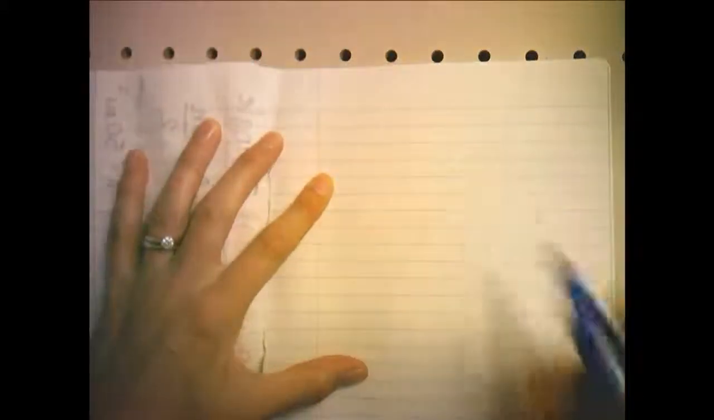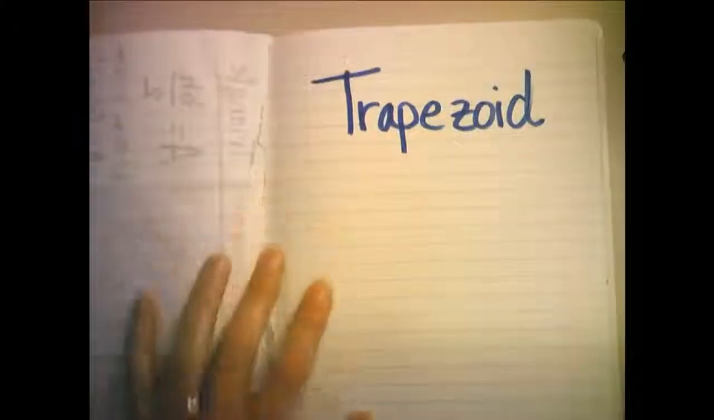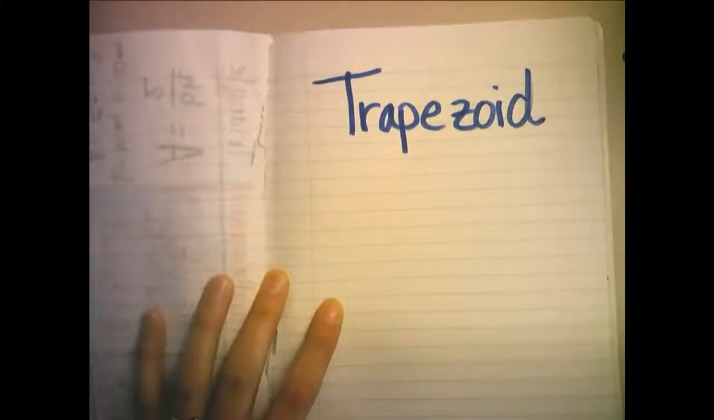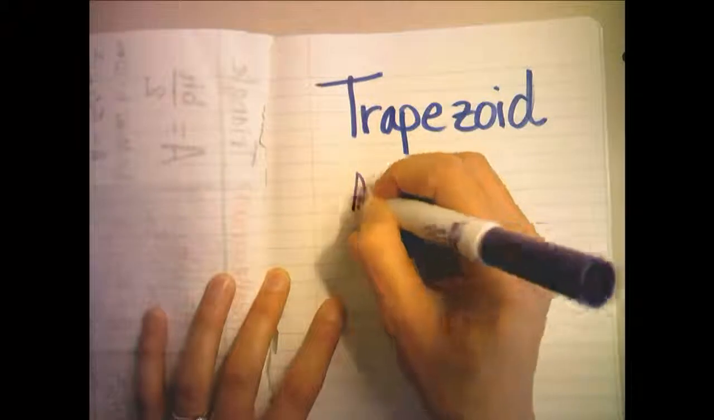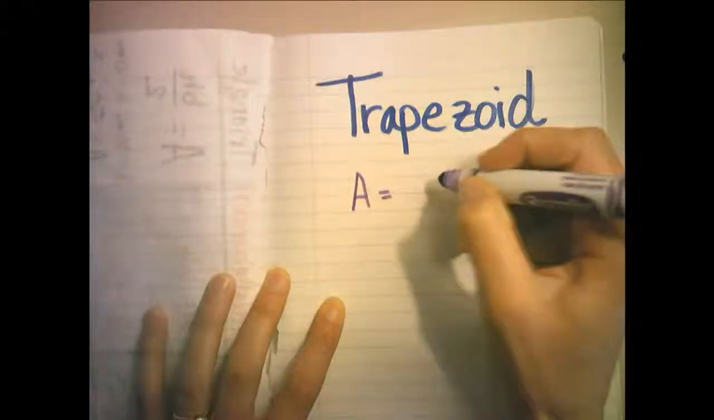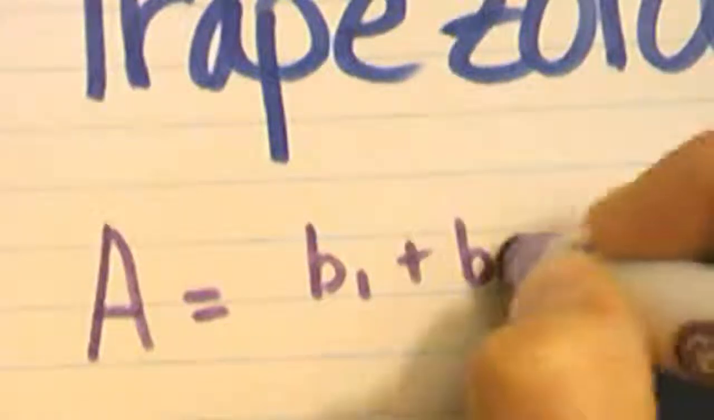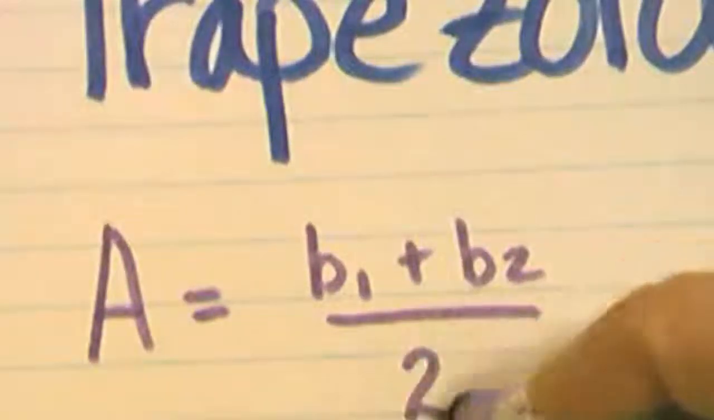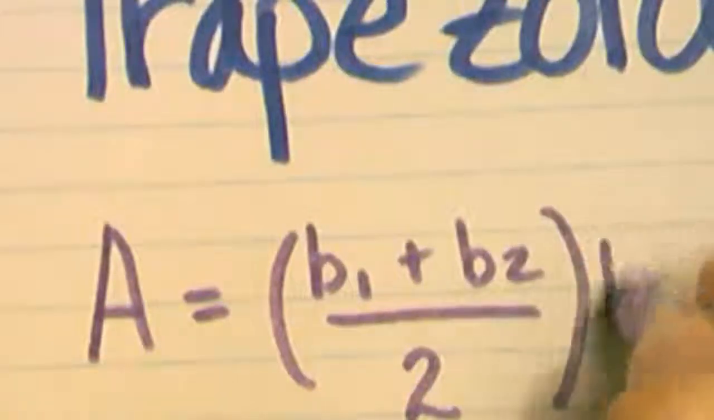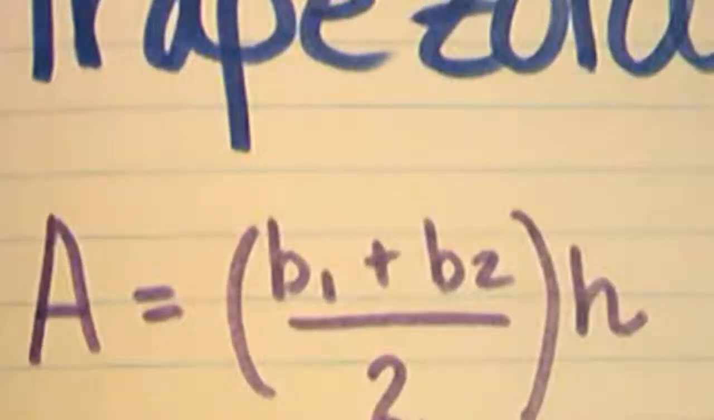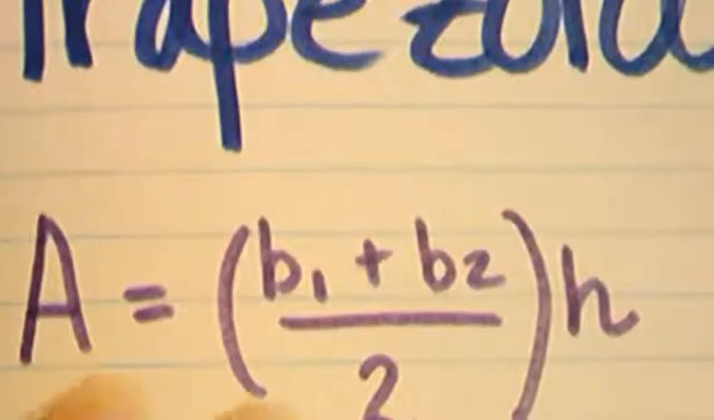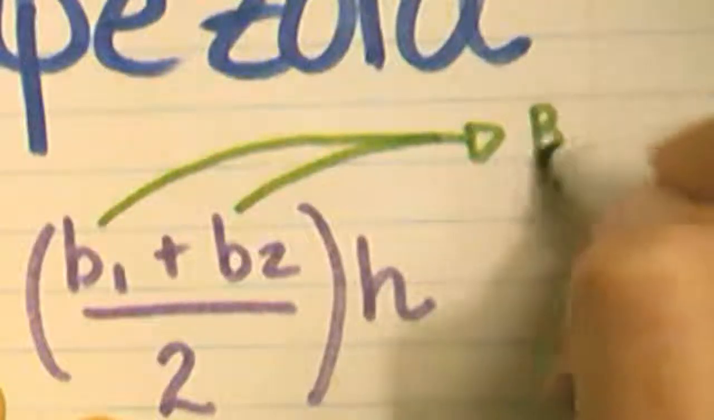And today we're going to talk about the formula for the area of a trapezoid. You guys have already seen this formula, that the area of a trapezoid equals B1 plus B2 divided by 2, multiplied by H. What do B1 and B2 stand for? Base 1 and base 2. Yeah, good job. Those are the bases.